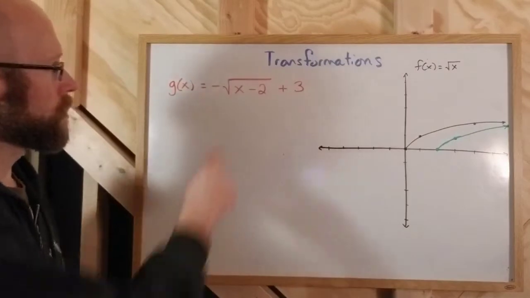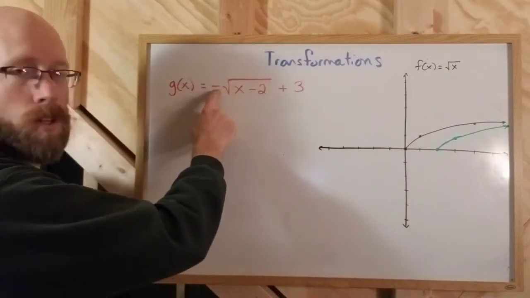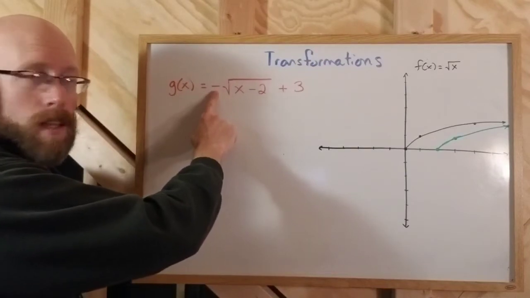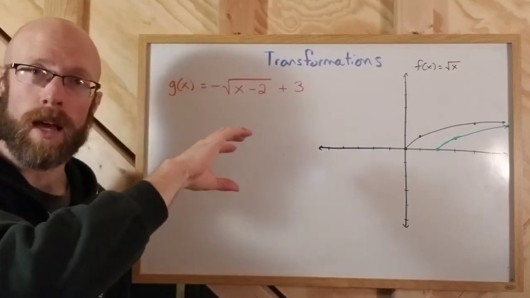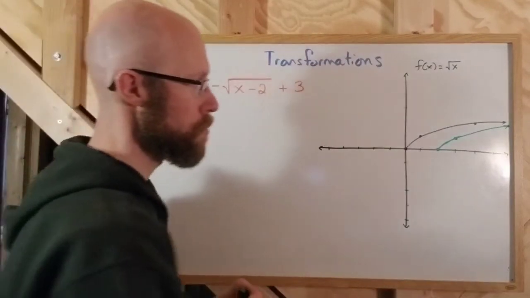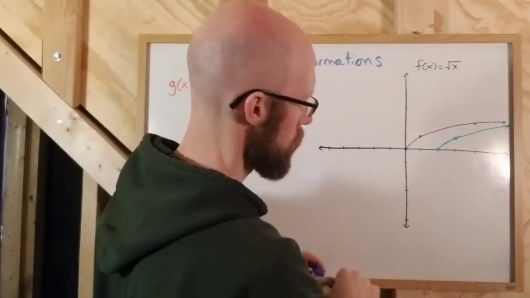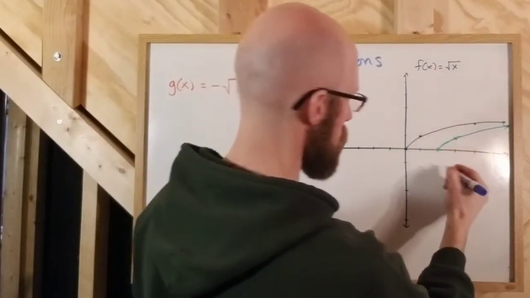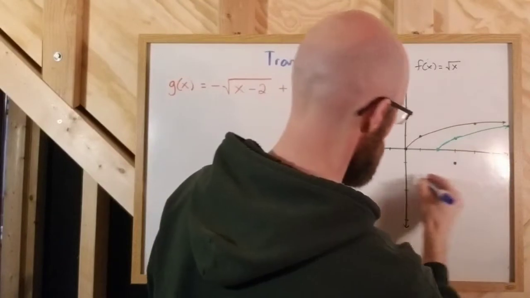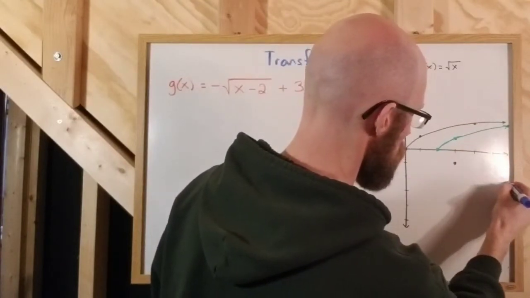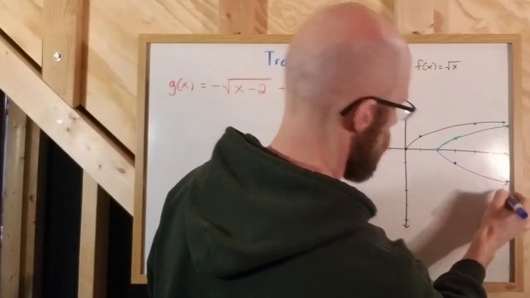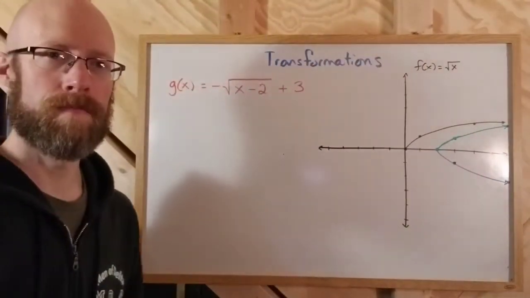Then, from there, the next operation out would be the multiplication by a negative. And so that's on the outside, which would be a vertical reflection across the x-axis. So every point gets reflected down. So instead of +1, we'd have a point here at -1. Instead of +2, we'd have a point out here at -2. And the graph then goes down and to the right instead.